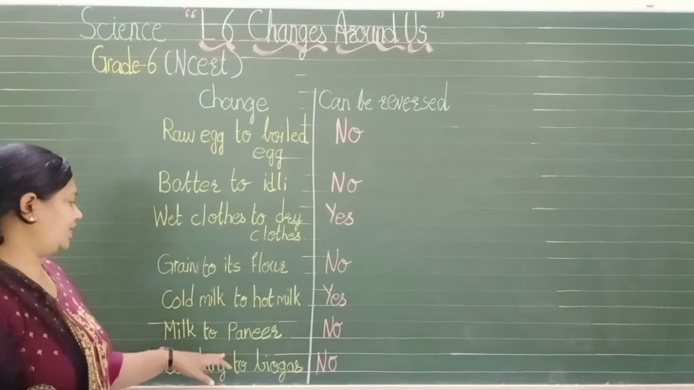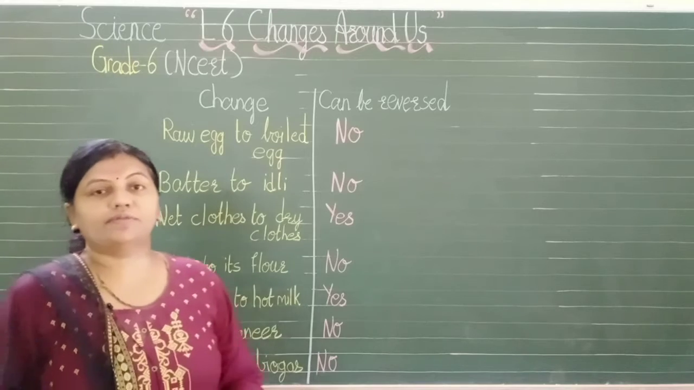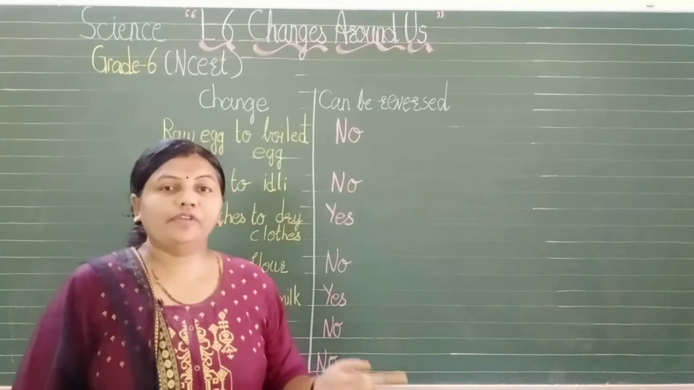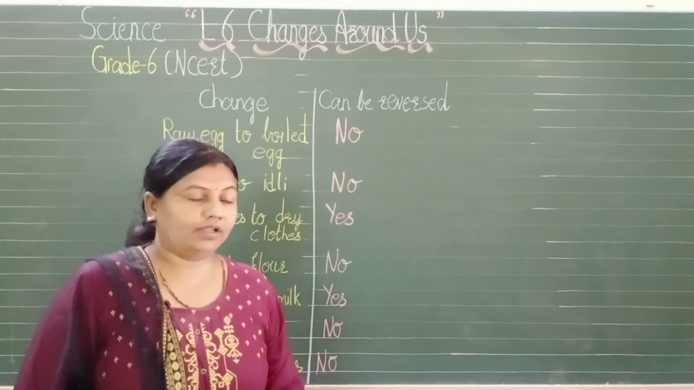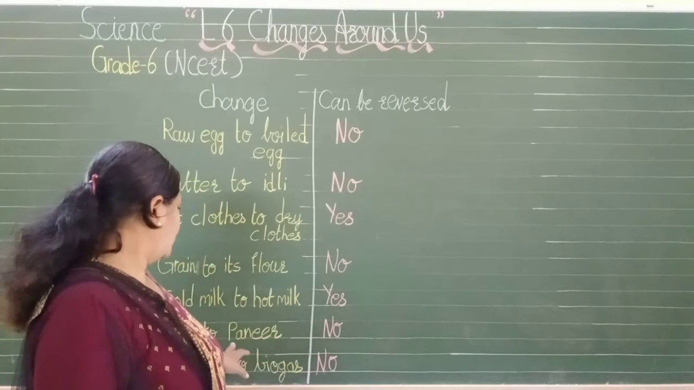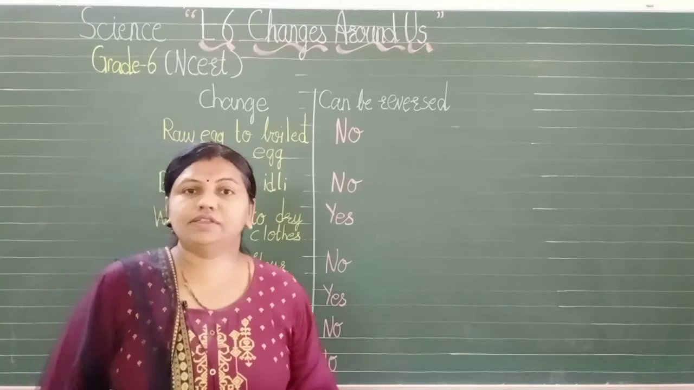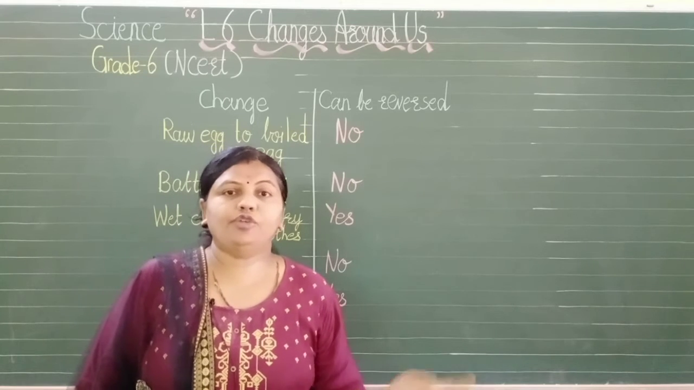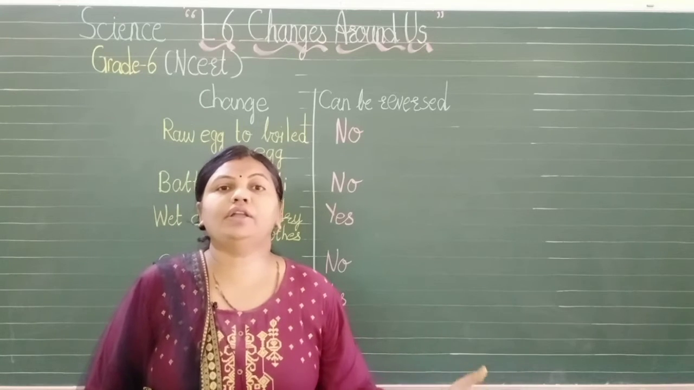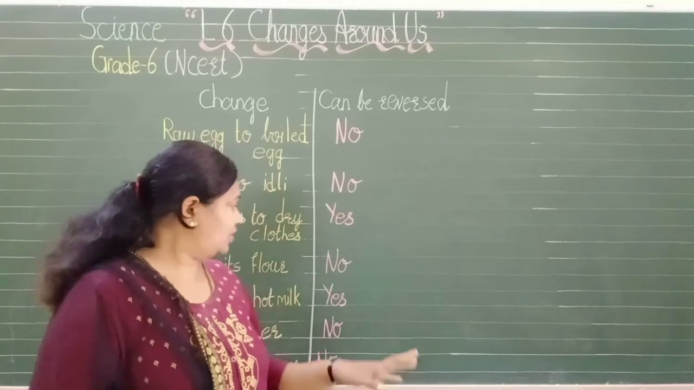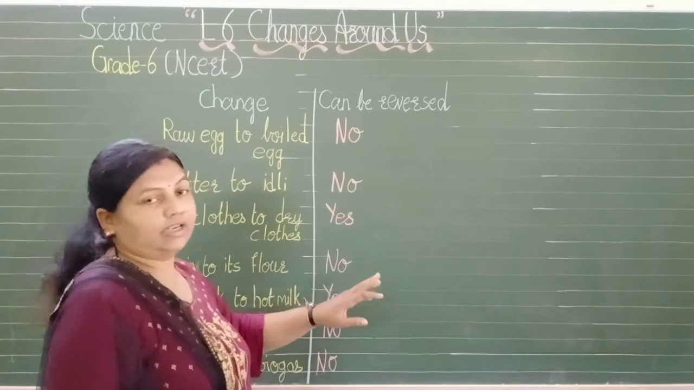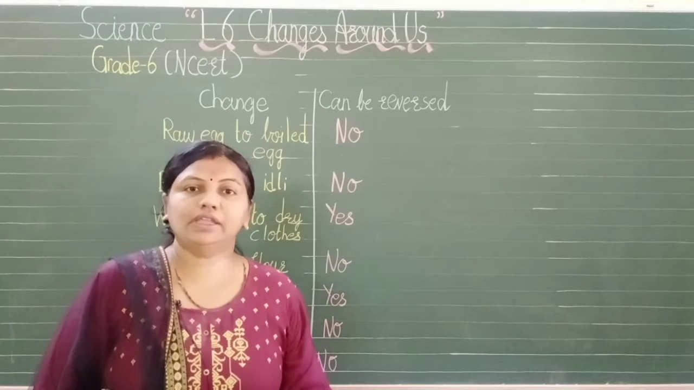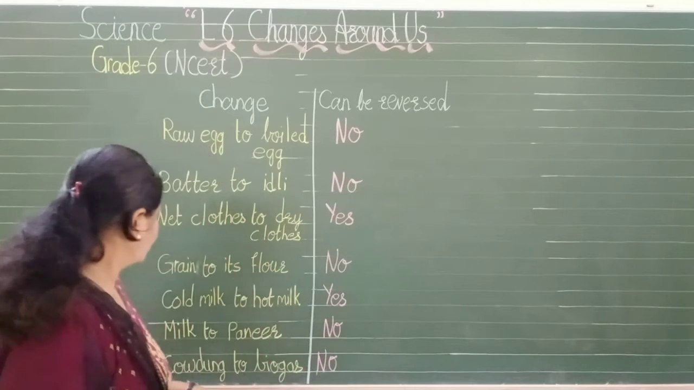Then milk to paneer. Yes, paneer sabji, it's your favorite. We are getting paneer from milk. But again, if we want milk from paneer, it is not possible. Now we want to drink a shake and you are having paneer. You cannot make milk from the paneer. So it cannot be reversed, isn't it? So it falls under the irreversible change.